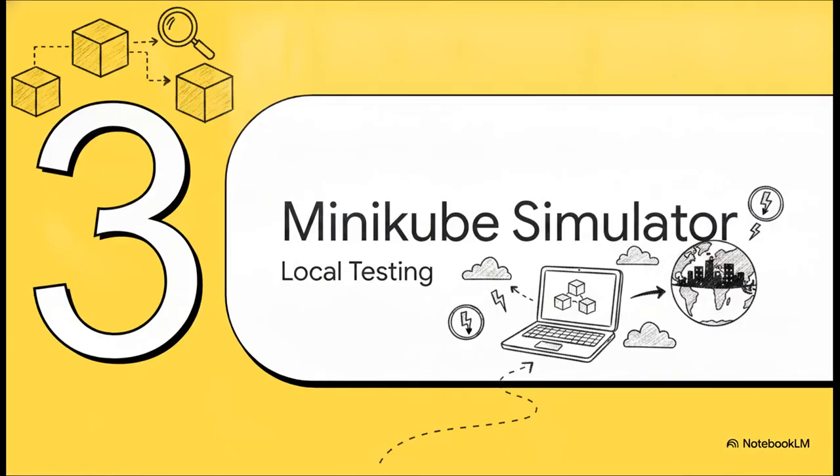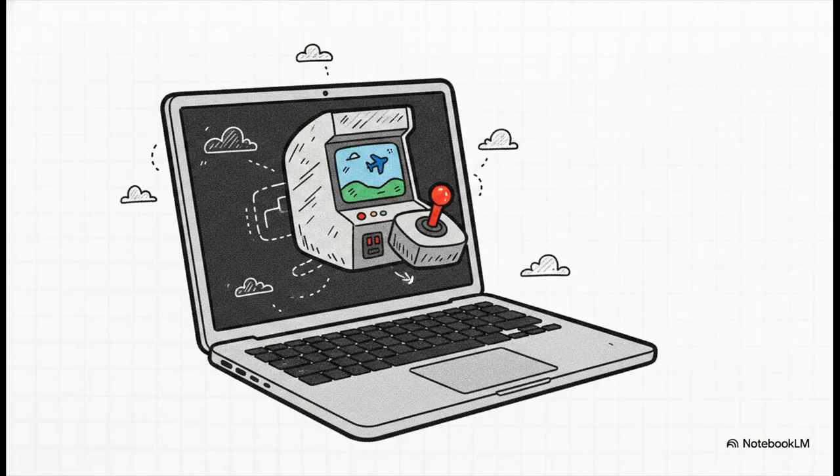Let's shift gears to part 3, the Minikube flight simulator and local testing. So Minikube is basically one single computer pretending to be an entire Kubernetes cluster. It installs the whole K8s software stack inside one Docker container or a small VM right on your laptop. It's an absolutely brilliant flight simulator for learning because it teaches you all the controls perfectly. But much like a flight simulator, you would never put actual paying passengers or production apps on it.